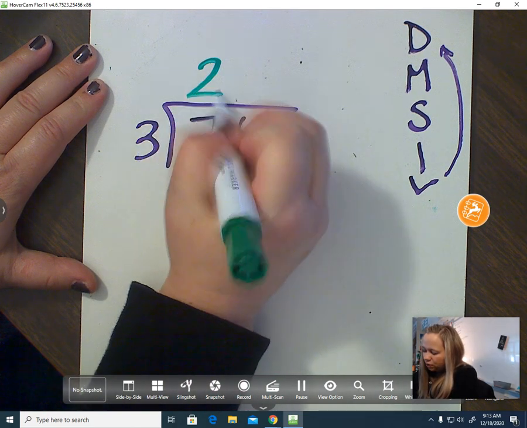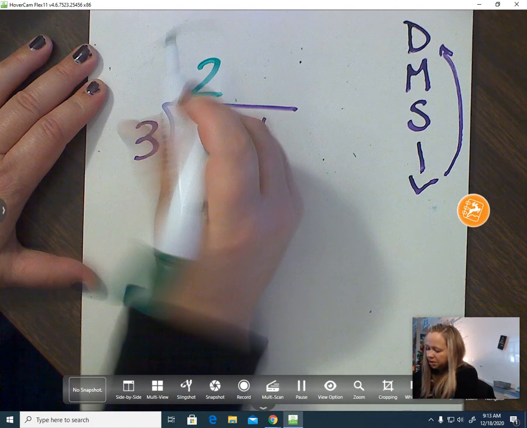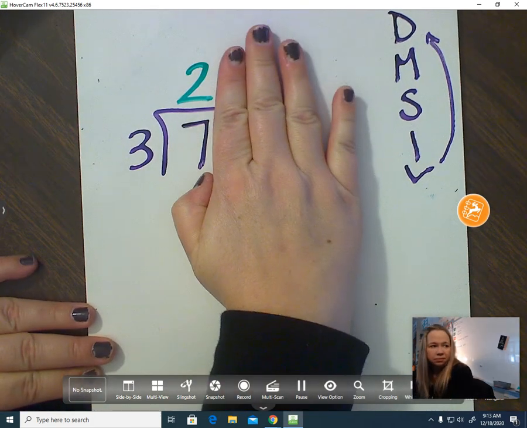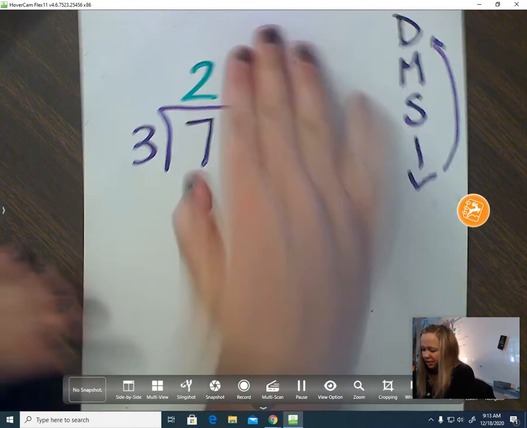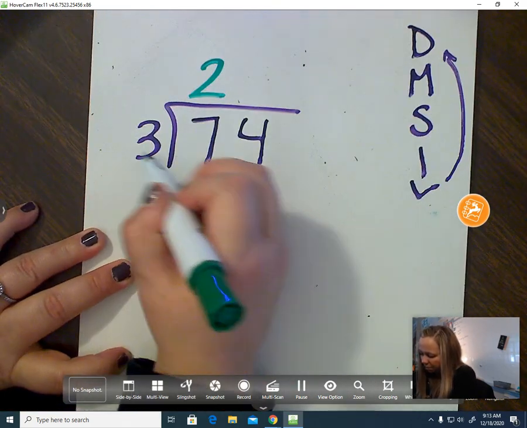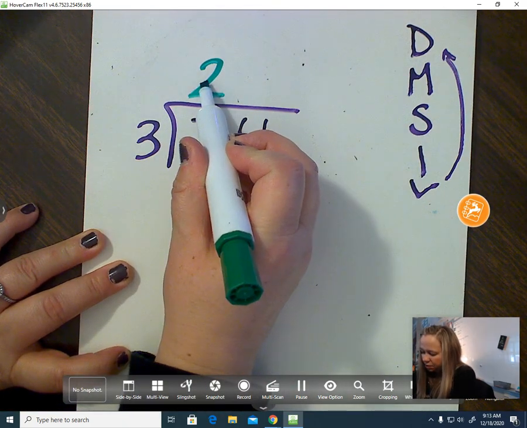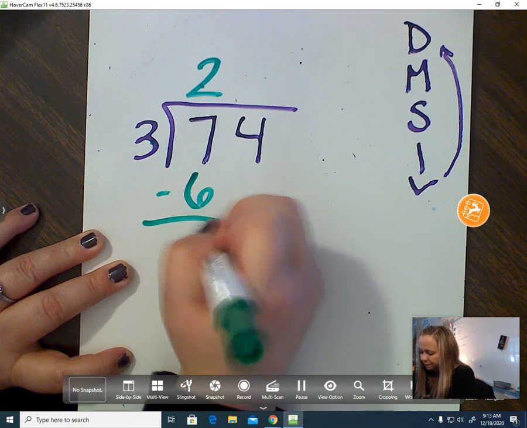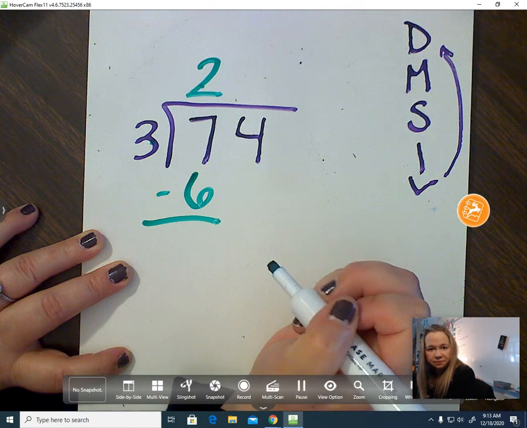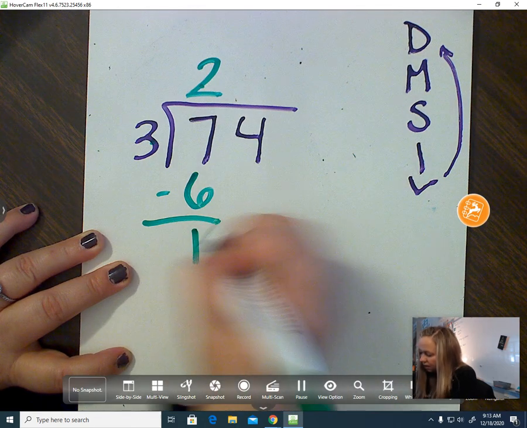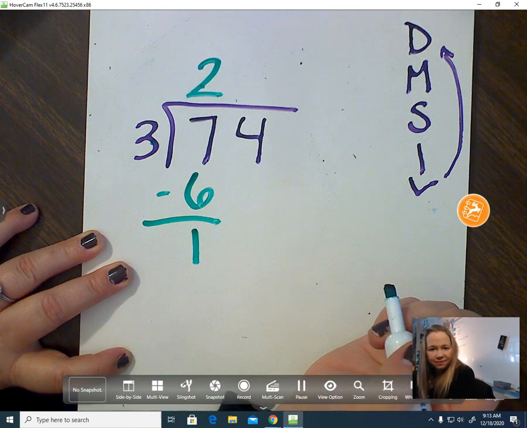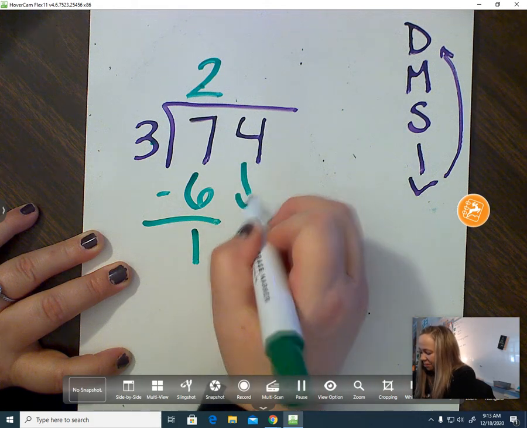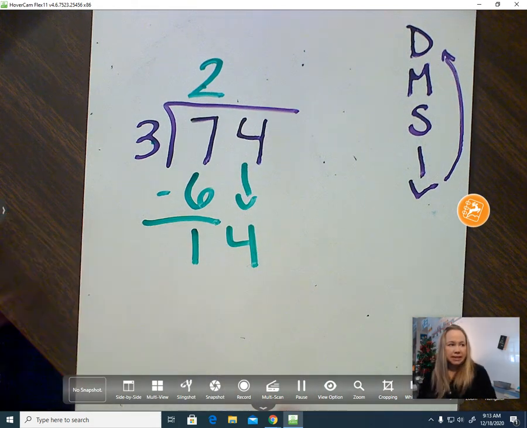And see how I'm writing that over top of the 7? Because if this were just that problem, that would make sense, right? But it's not. So we divided, we swing it up, we divide. Let's swing it back down and multiply. 2 times 3 is 6. We subtract. 7 minus 6 is 1. Last step. Bring it on down and bring it on back. All right, we got 14.